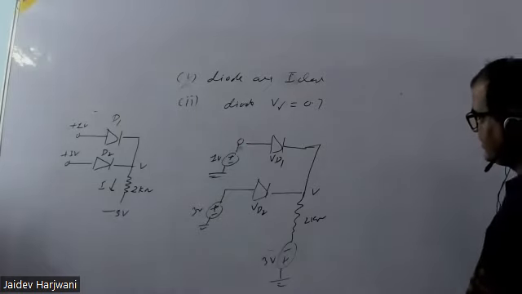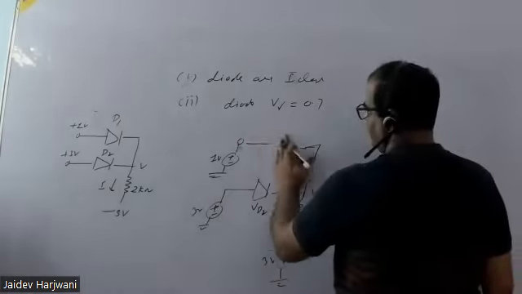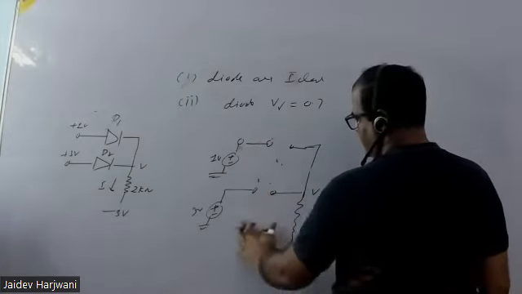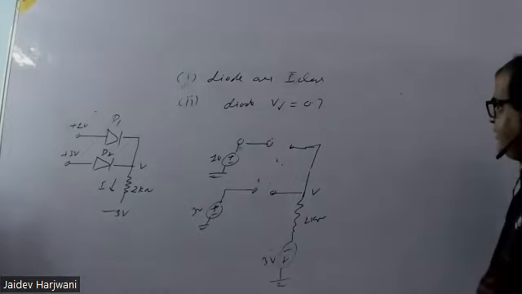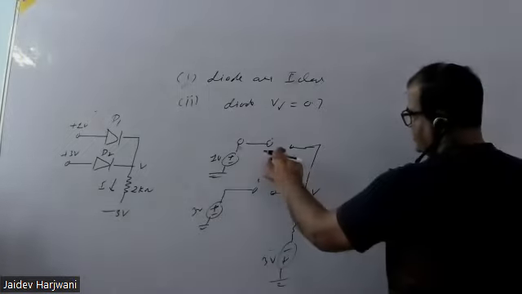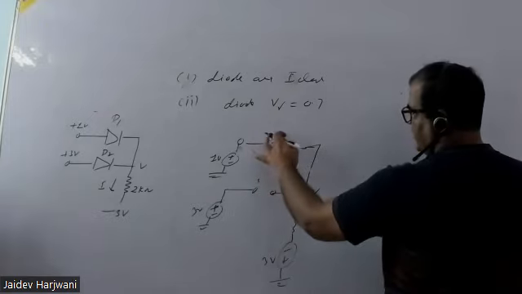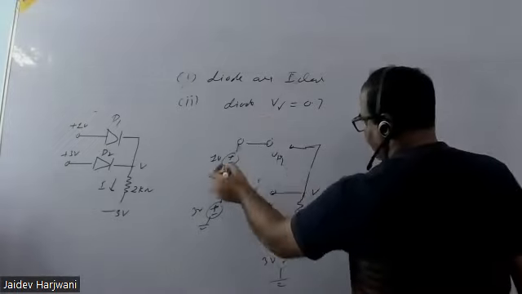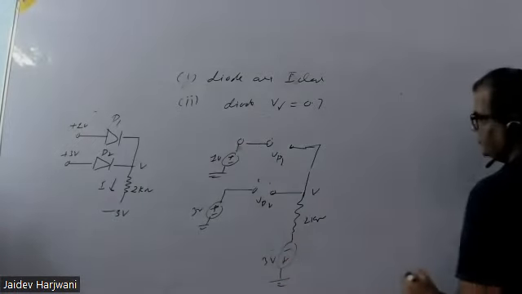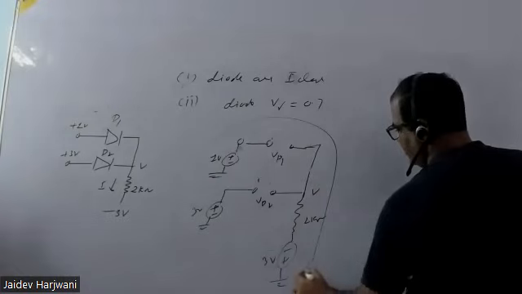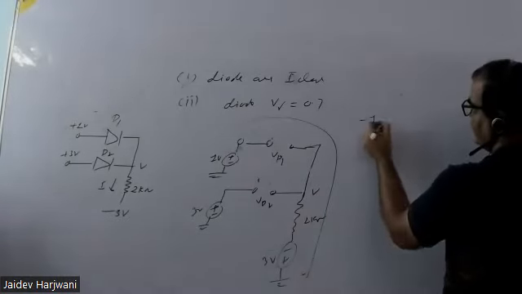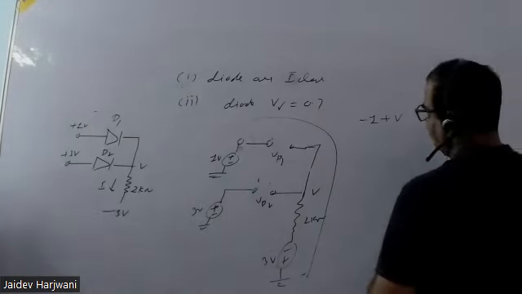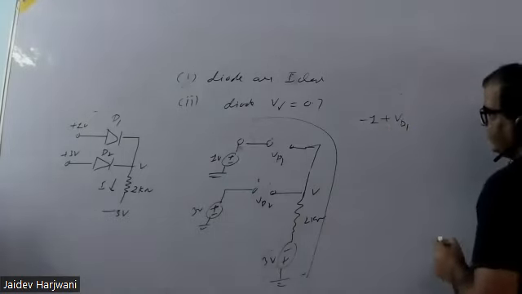Okay. So now if both are open, then what is the voltage drop across these two diodes? Say this is VD1 and VD2. Let us first write this expression in this loop. First, I will go through this loop. So I'll write the equation: minus 1 plus VD1.